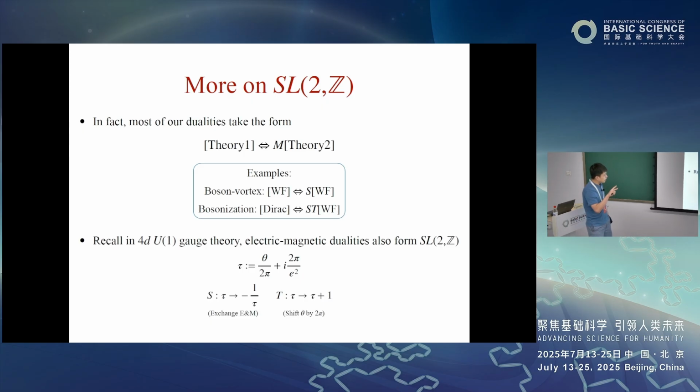And if I think about exchanging EM charge and monopole, it turns out what that does on this coupling constant is to send tau to minus 1 over tau. So the modular S transform. And the T transform, which sends tau to tau plus 1, is nothing but shifting theta by 2 pi. You've just seen the discussion on this before. So it turns out these two SL2Zs are very deeply related.